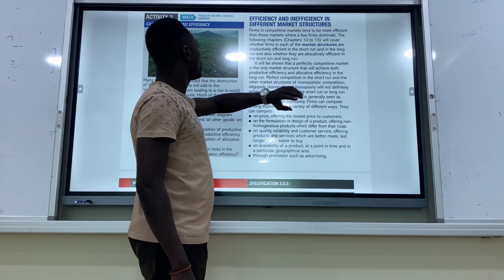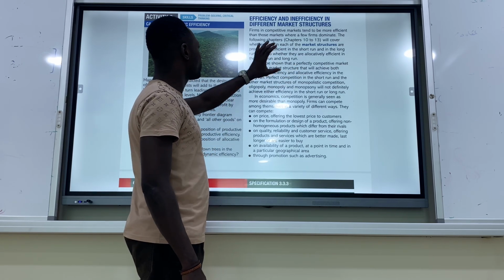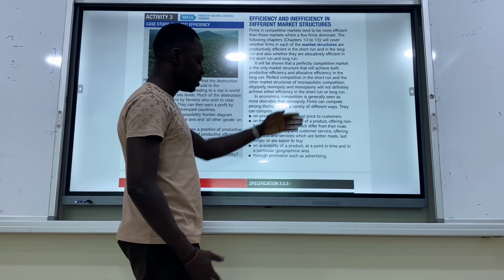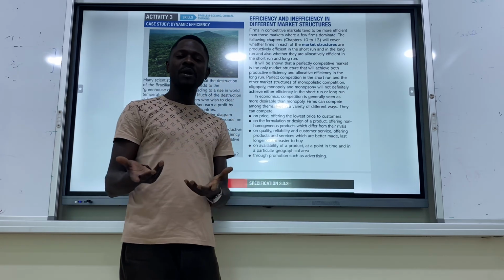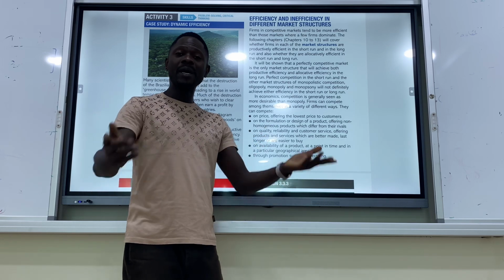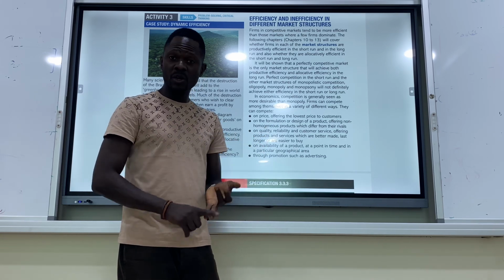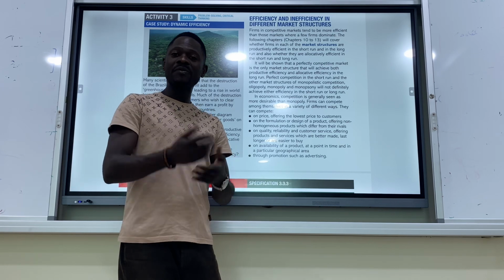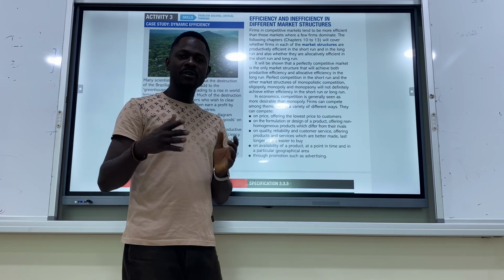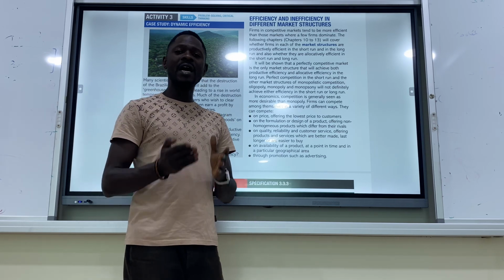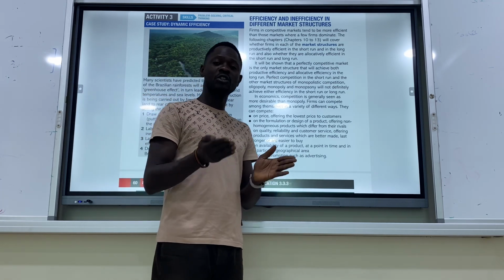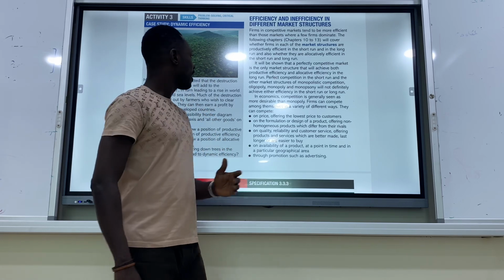Chapters 10 to 13 will cover whether firms in each of the market structures are productively efficient in the short run and in the long run, and also whether they are allocatively efficient in the short run and in the long run. The different market structures we have are monopoly, oligopoly, perfect competition, and imperfect competition. In the course of studying further, we get to know whether they are allocatively or productively efficient in the long run or the short run. That's what they are saying here.